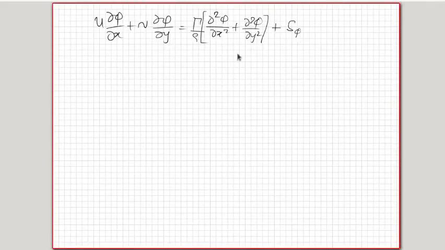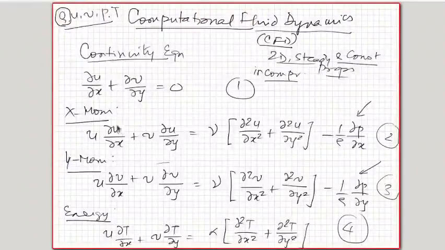If I look at the various equations that I wrote just now, let's say the equation for u: if I substitute phi with u, I get u del phi by del x plus v del phi by del y. This nu is mu by rho, so mu is the gamma, then del squared phi by del x squared plus del squared phi by del y squared, and this is the S phi term for u. Similarly, with phi as v, nu is mu by rho, so gamma is mu, with the same second derivative terms plus a source term for that.